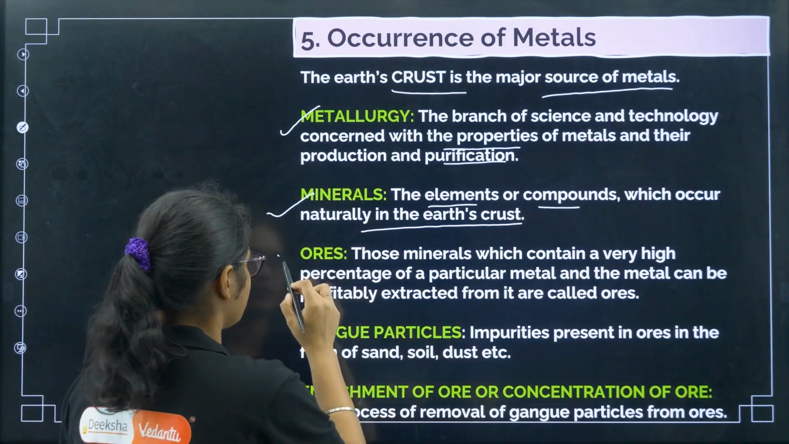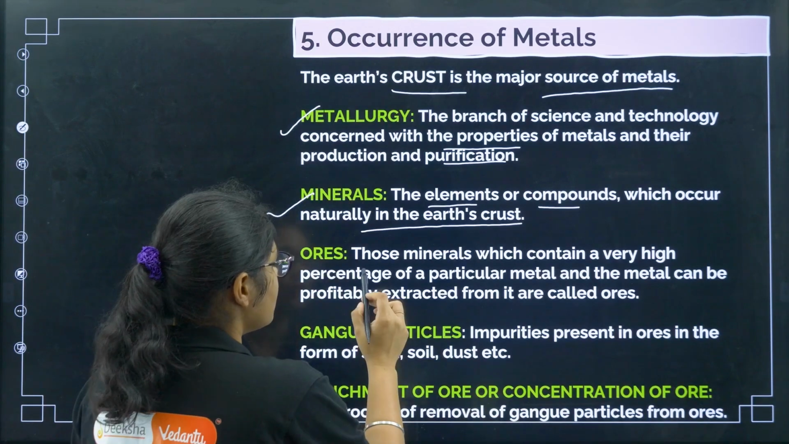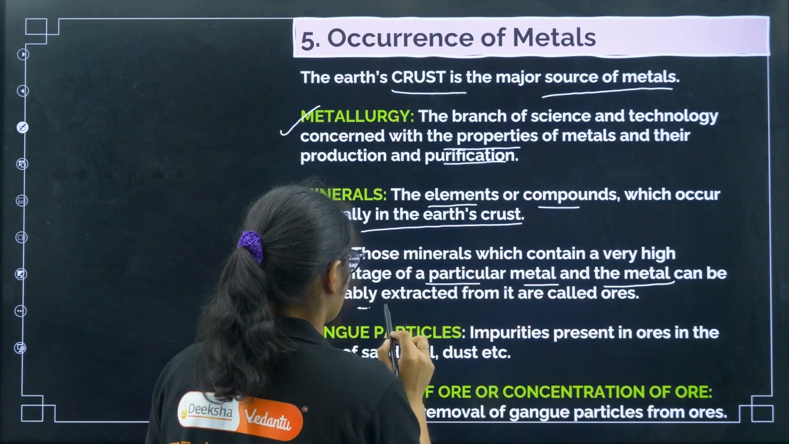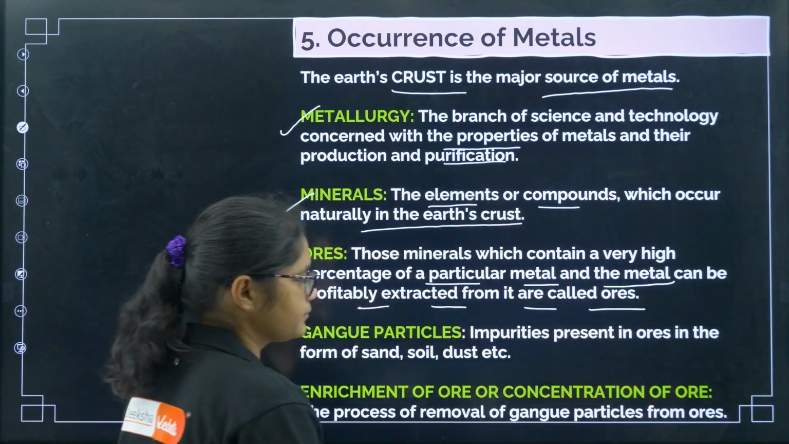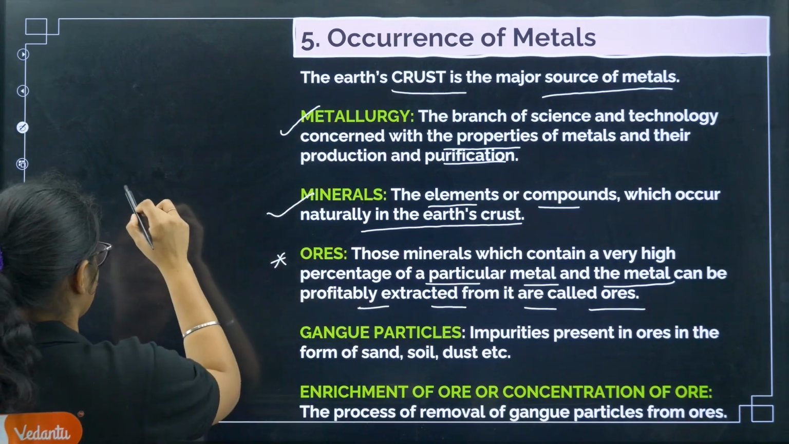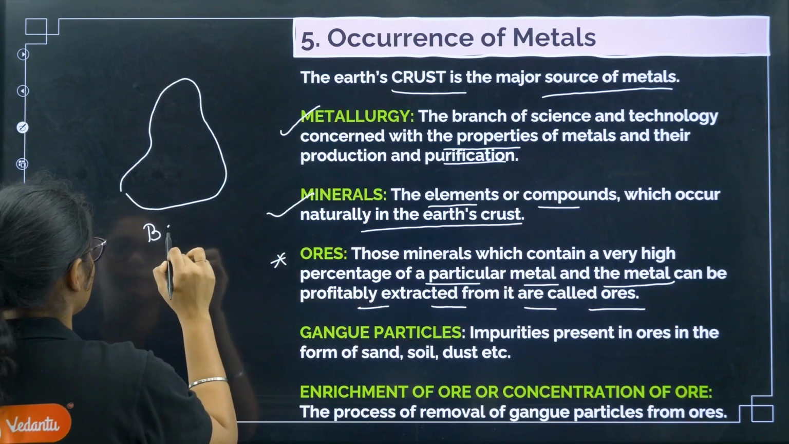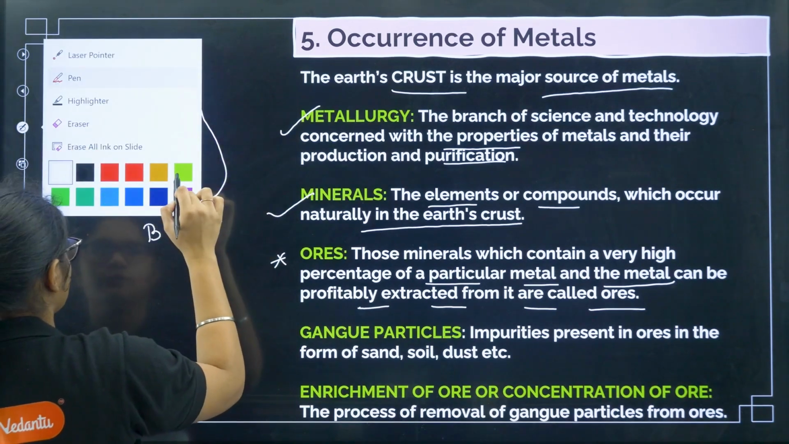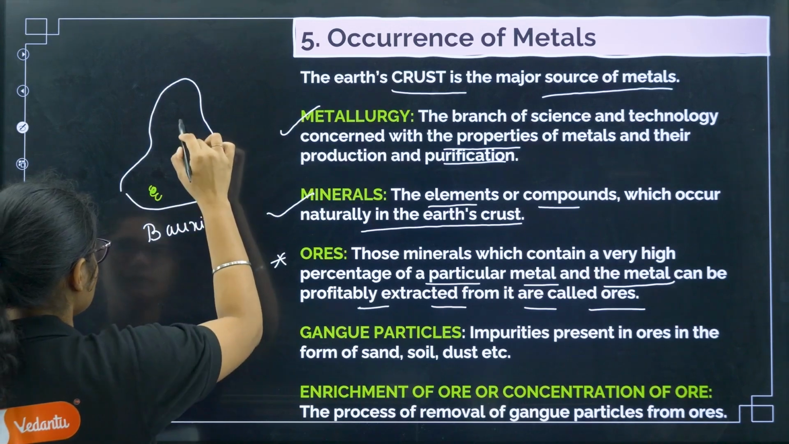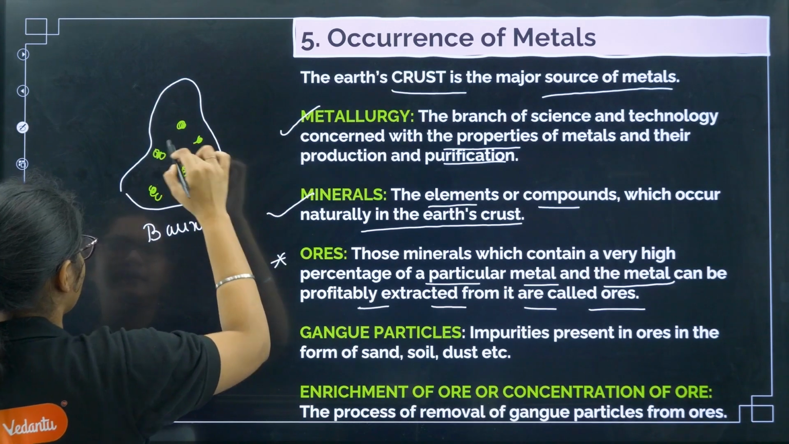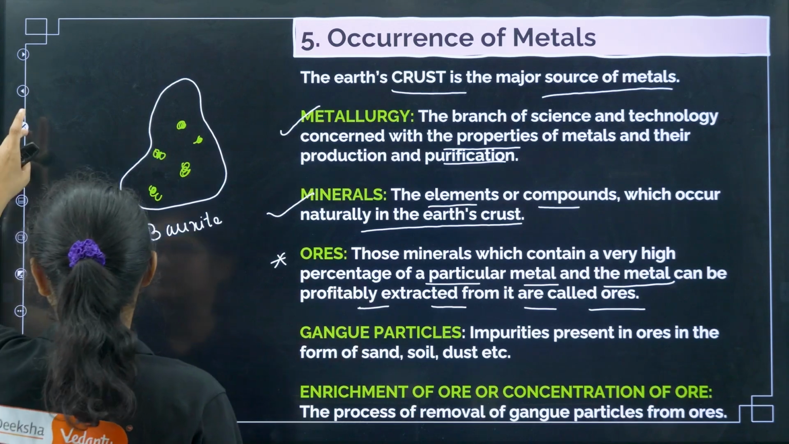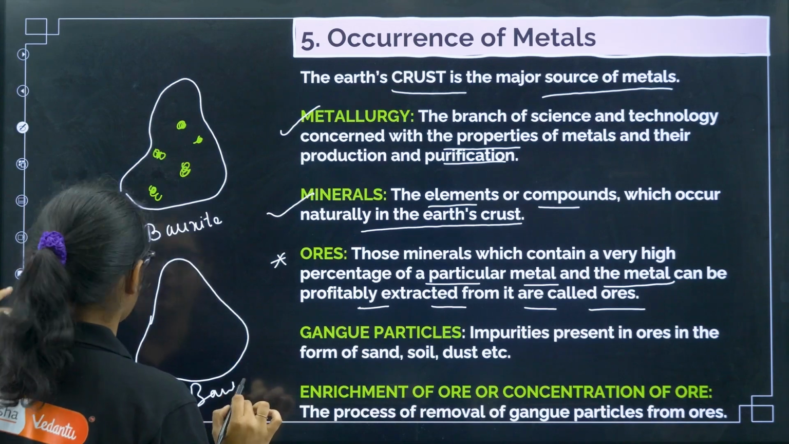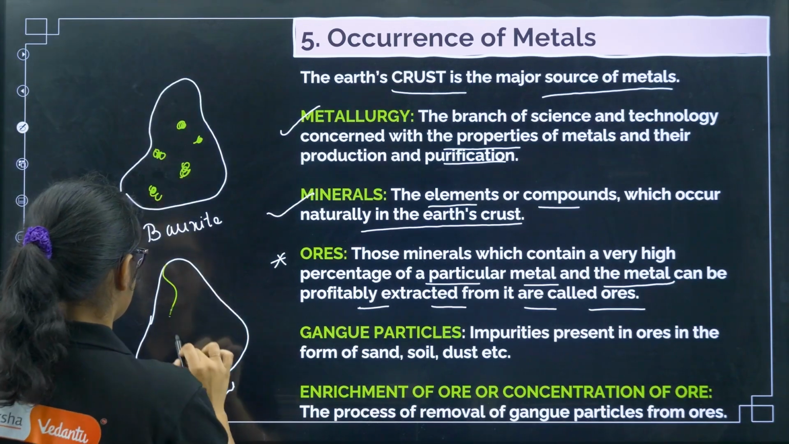Now, what are ores? This is a very important definition. Those minerals which contain a very high percentage of a particular metal, and from which the metal can be profitably extracted, are called ores. For example, bauxite is a mineral for aluminium. Suppose in one bauxite sample some aluminium is present in a very small amount, and in another bauxite sample aluminium is present in a very large amount.